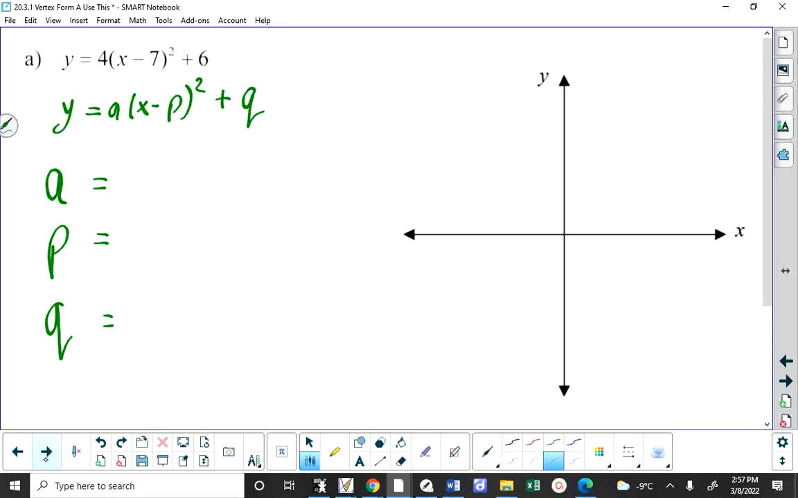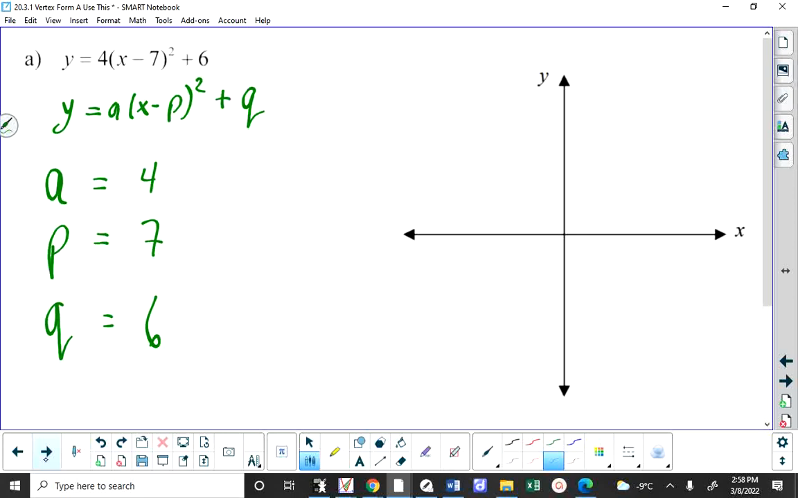A is equal to 4, P is equal to 7, Q is equal to 6. Would you agree? Okay. So here's the series of questions. Will this parabola open up or open down? Zoe, what do you think? It will open up. Why is that? Right, because A is positive. 4 is a positive number. So it's going to open up.